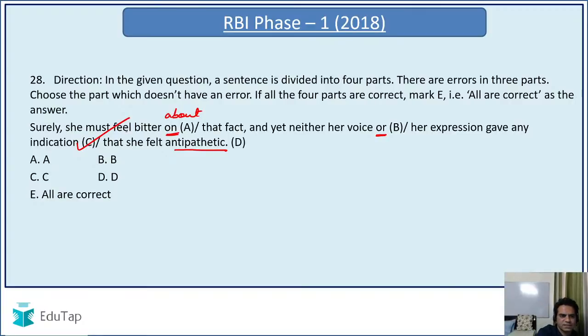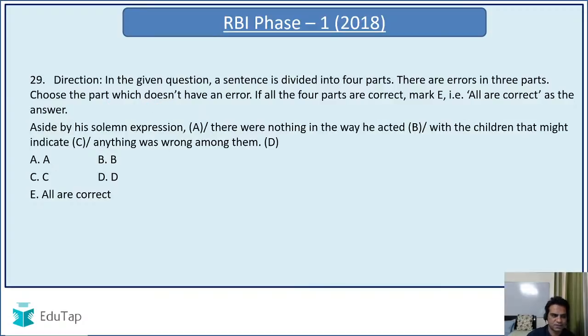That is also wrong, guys. She must have felt bitter about that fact, and yet neither her voice nor her expression gave any indication that she felt antipathetic. It should be pathetic. So the correct option here is option number C, guys. All right, guys. Let's move on to the next question.